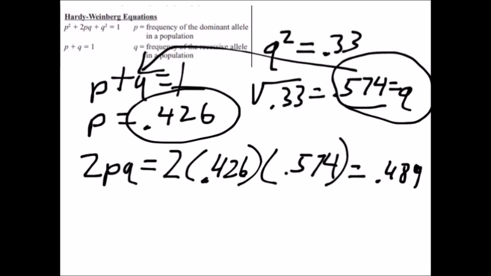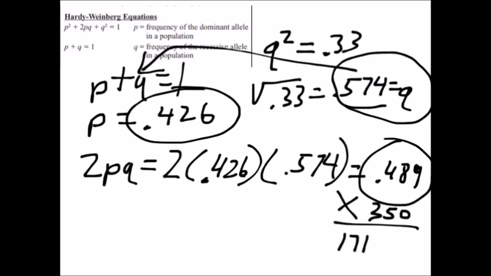Now, a lot of people would probably stop and write that down as the answer. This question doesn't ask for the frequency of heterozygotes, it asks for the number of heterozygotes. So to get that, we need to take the frequency, 0.489. We need to multiply that by the population size, which in this case is 350. And when we do the math there, we expect there to be about 171.2 heterozygous frogs. Those frogs are still going to be brown because brown is dominant, but they're carrying a green allele.